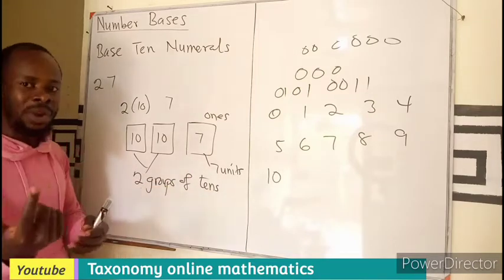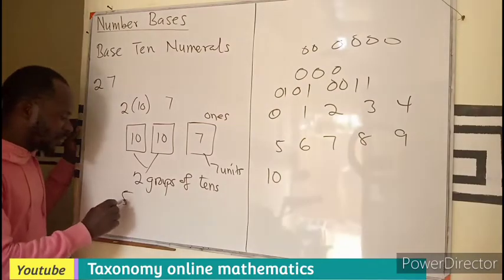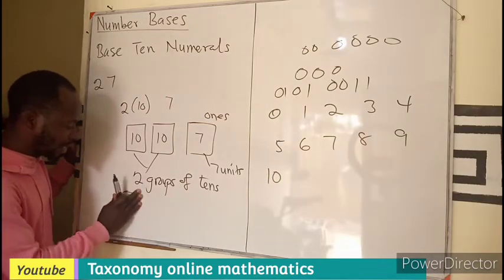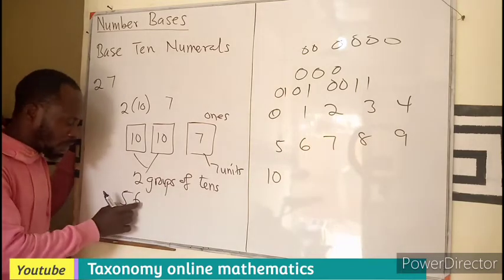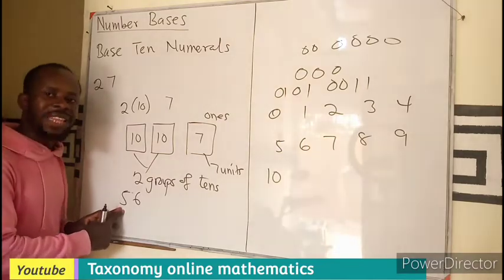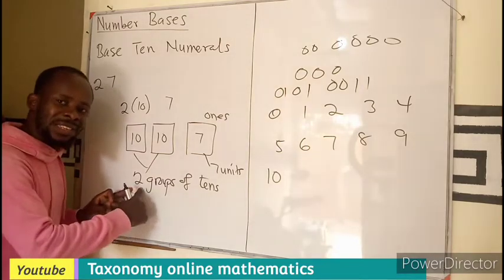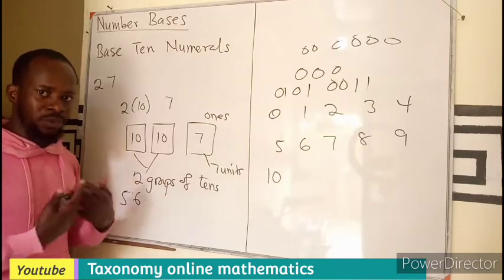It is still a singular digit. So we can call this the same thing if I have 5 and 7. Let me change this digit to 6. It becomes 56. This also tells us that we are having 5 groups of 10 and 6 units, or 6 ones. That is the idea.